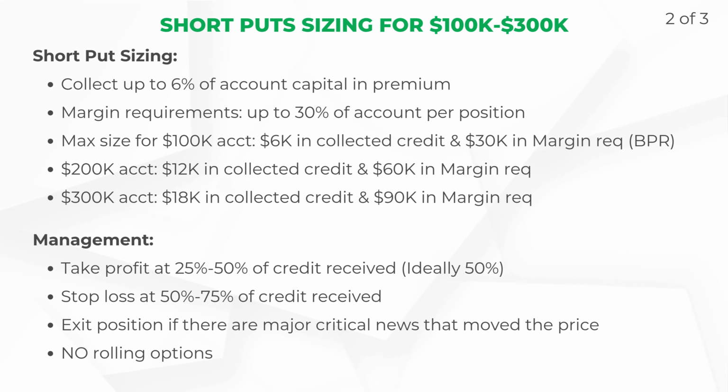Now for the management, really important as well, because it plays hand in hand with the position size. I always take profits at 25 to 50% of credit received, ideally 50%. Stop loss is at 50 to 75% of credit received, usually 50%. I like to keep my stops pretty tight, and I'll exit a position if there is major critical news that moved the price. And of course, no rolling options for me. It hasn't worked properly for the way I trade, at least.